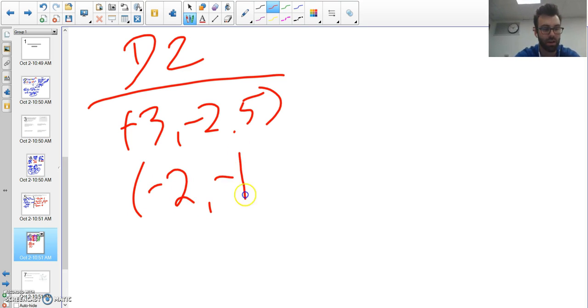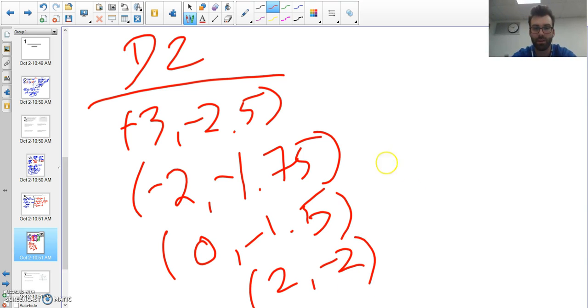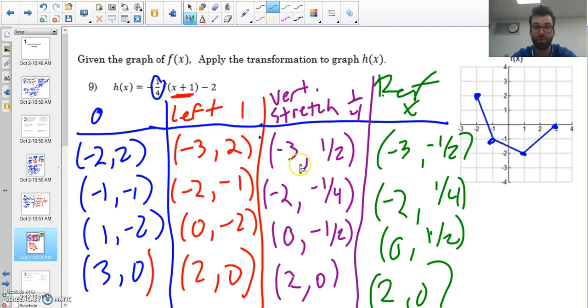I'll get -2, -1.75. Next one I got 0, -1.5. My last point I got 2, -2. Those are my 4 final points, and I'll graph them.